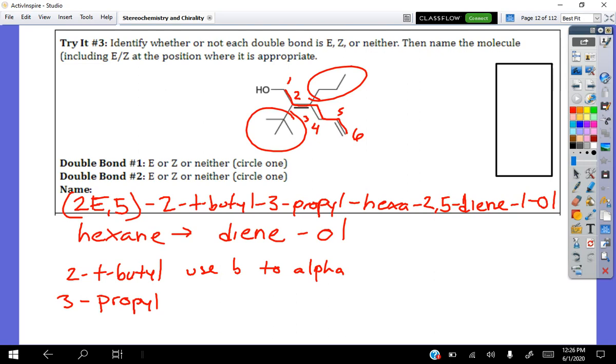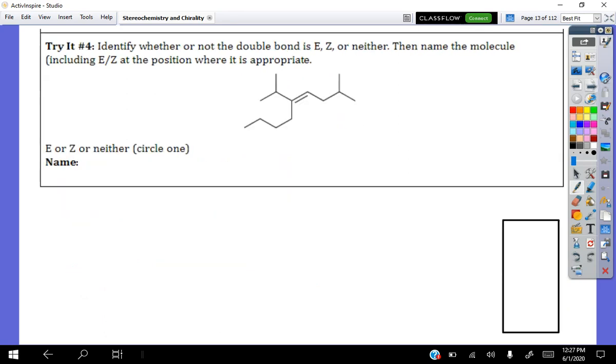So this would be the entire correct name, in parentheses 2E, comma 5, 2-T-butyl, 3-propyl, hexa 2,5-diene, 1-ol. And actually, because of the way I wrote it, I don't need a dash in between the propyl and the hexa. The other way you could have written it, 2,5-hexadiene, 1-ol, would have worked as well. I ran out of space there, but you could have done that as the end of your parent chain as well. Okay, one more example.